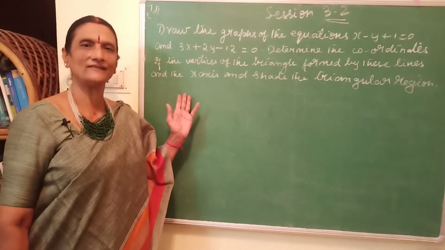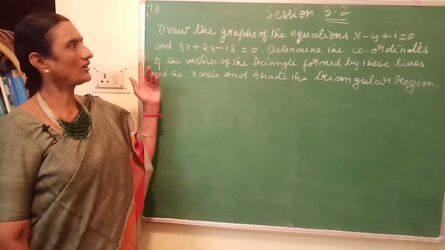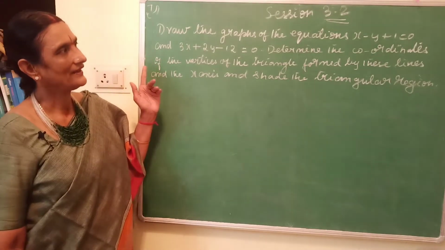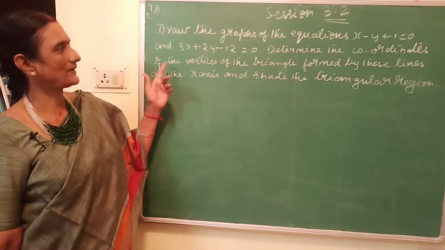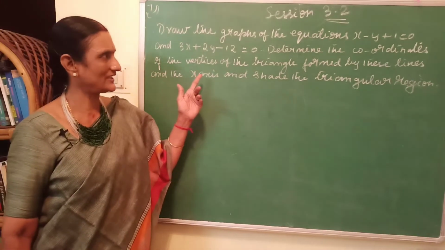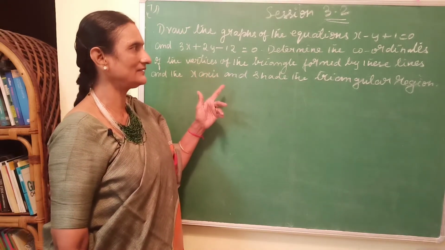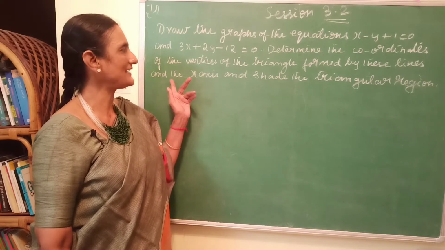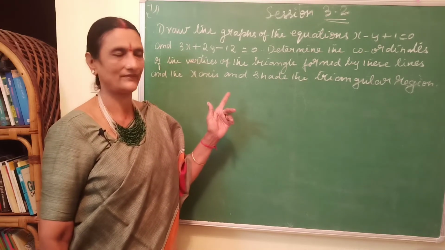You have to solve this problem by drawing the graphs. Draw the graphs of the equations x minus y plus 1 equal to 0 and 3x plus 2y minus 12 equals 0. Determine the coordinates of the vertices of the triangle formed by these lines and the x-axis and shade the triangular region.